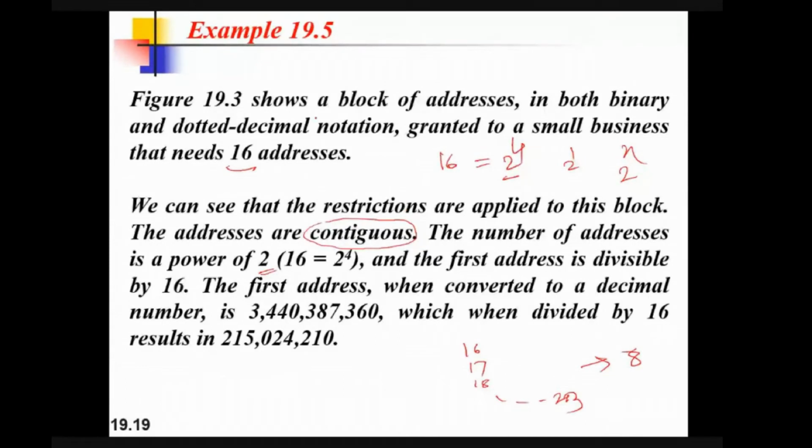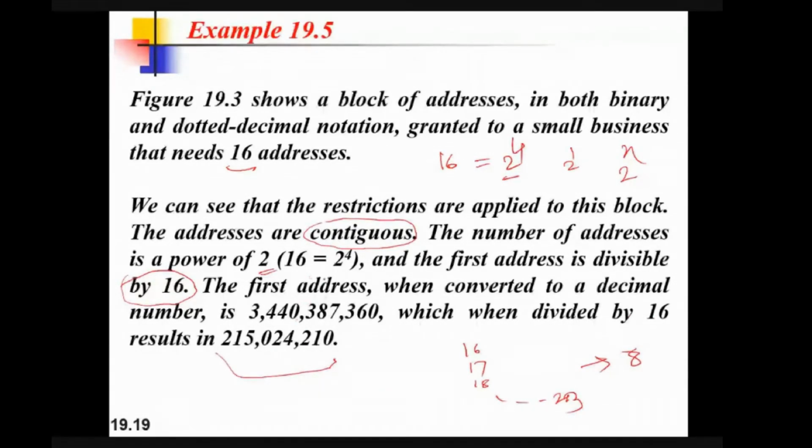So it is a power of 2. And the first address is divisible by 16. So this is important here for classless addressing. That first address of classless addressing must be divisible by 16. It must be divisible by 16. So the first address when converted to a decimal number is this number, which when divided by 16 results in this.